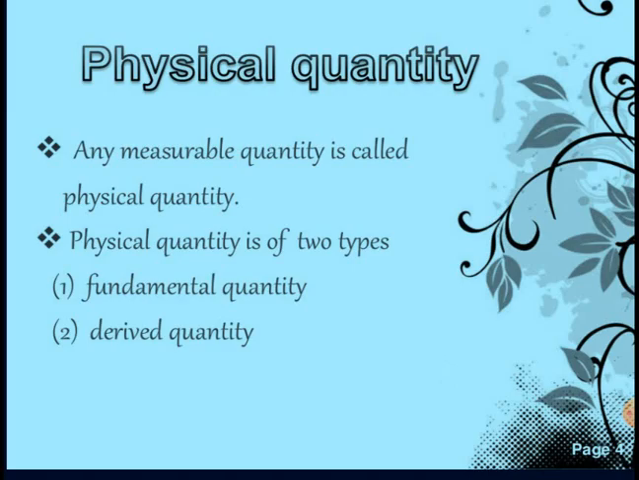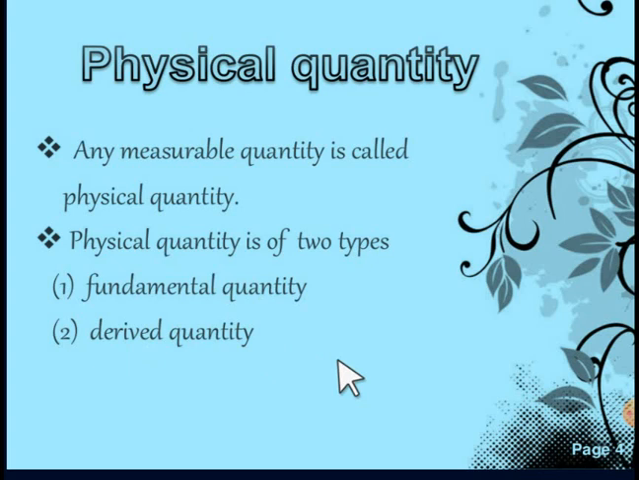Yes. Now as I said, physical quantity, it's coming here, any measurable quantity. As I told you, any measurable quantity is known as a physical quantity. So this physical quantity in physics may be of two types. The first one is fundamental quantity, you can say fundamental physical quantity. Next is derived quantity, or derived physical quantity. What is meant by this fundamental quantity and derived quantity?